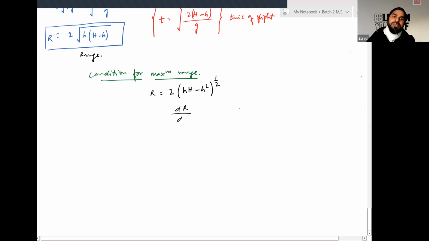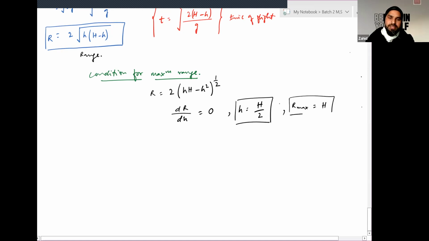If you differentiate this part, you will get h equals H by 2. It means if the hole is cut at the midpoint of this tank, the range will be maximum. If you put the value of small h to be H by 2, you get R max equals just H. So just remember these two points. You don't need to differentiate this part and derive this term.